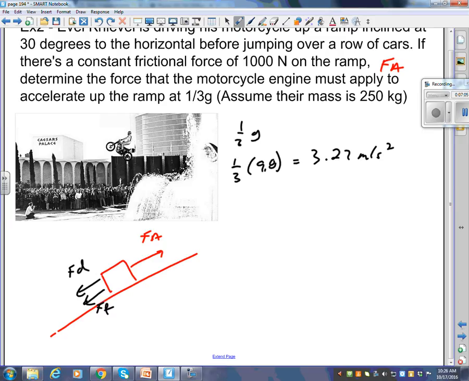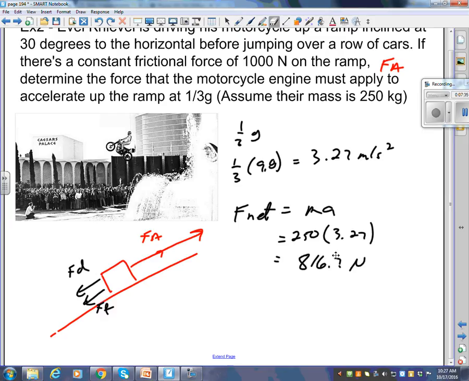Is there going to be a net force here? Yeah, because he's accelerating, right? So this FA is actually going to be significantly bigger, isn't it? Okay. Well, let's find out what that net force is going to be. The net force is mass times acceleration. 250 times that 3.27 value, which is 816.7 newtons.